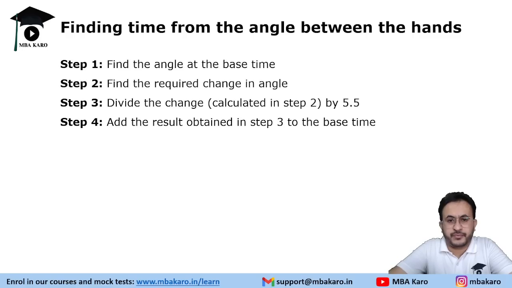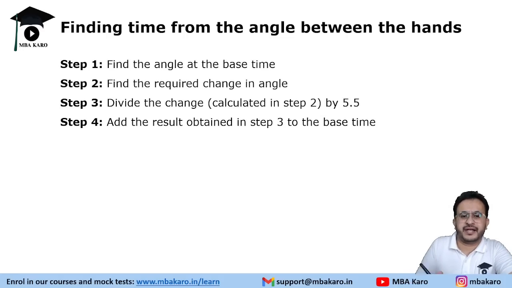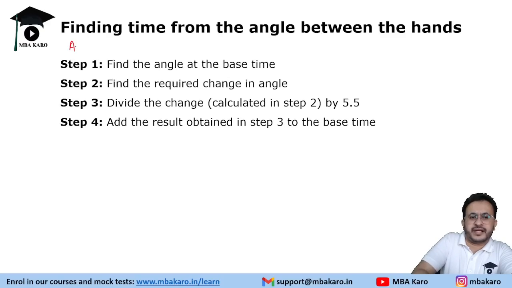Now, second question type, which is finding time from the angle between the hands. In such questions, we are given the angle. We need to find the time from that. Okay, so let's take an example. Let's say we are given: at what time between 3 and 4 p.m. are the hands together?